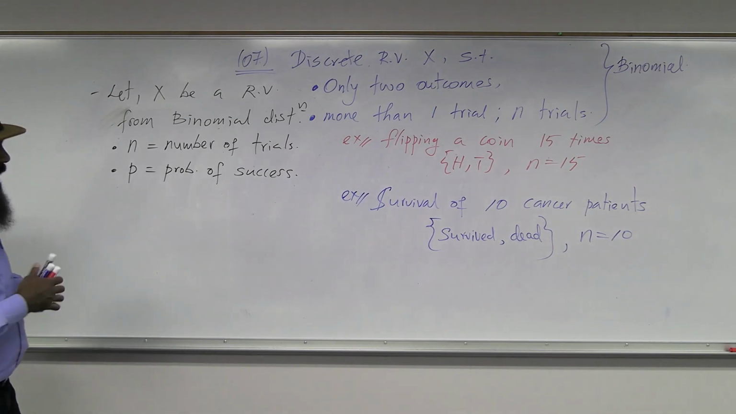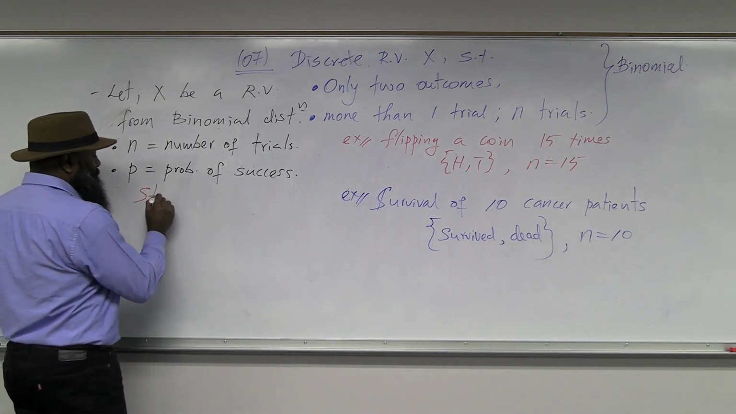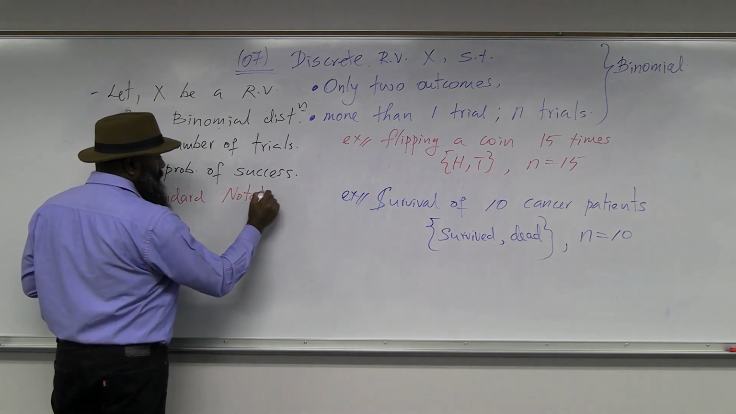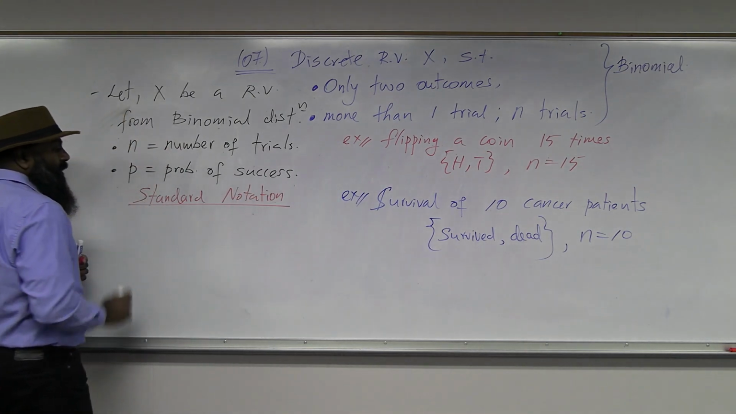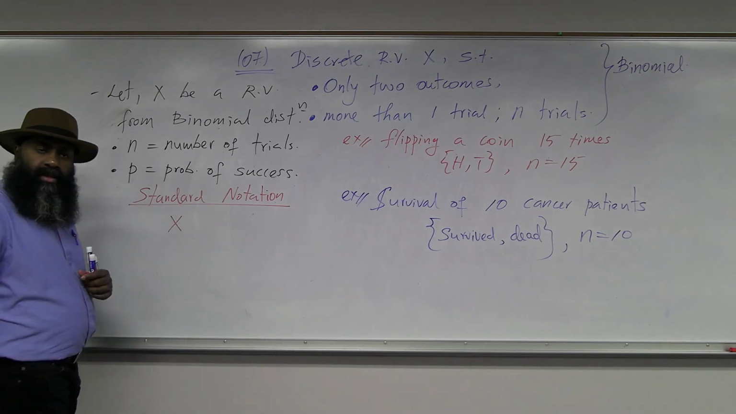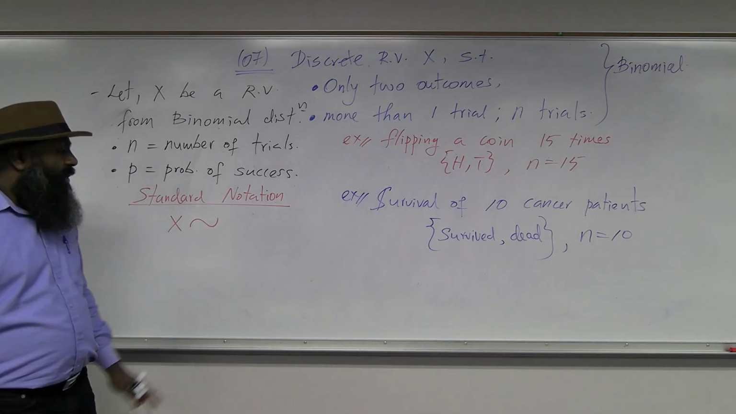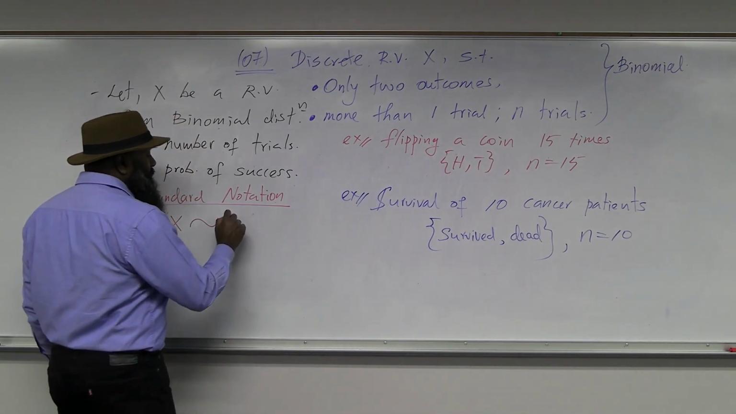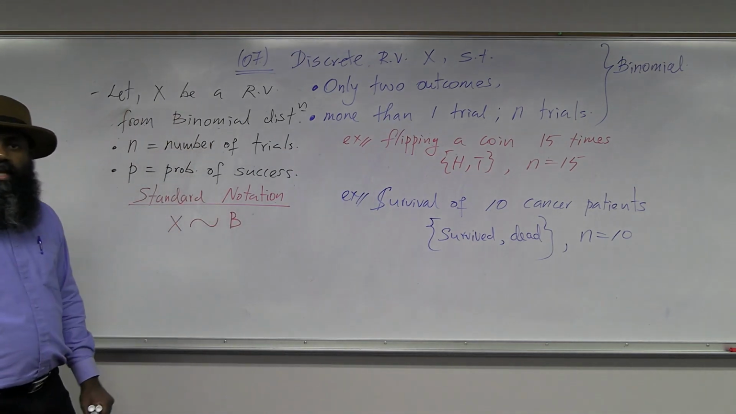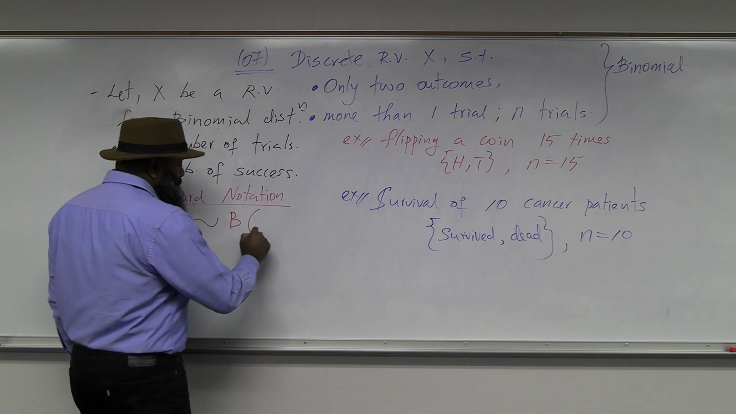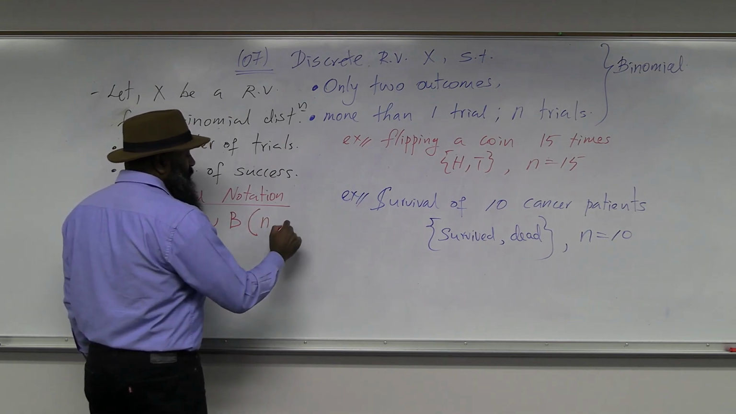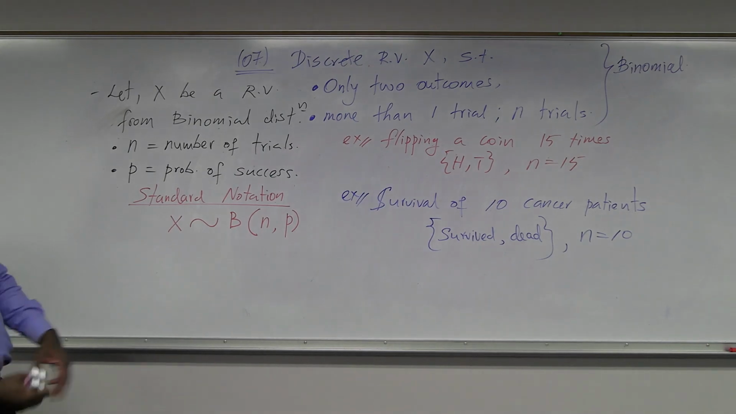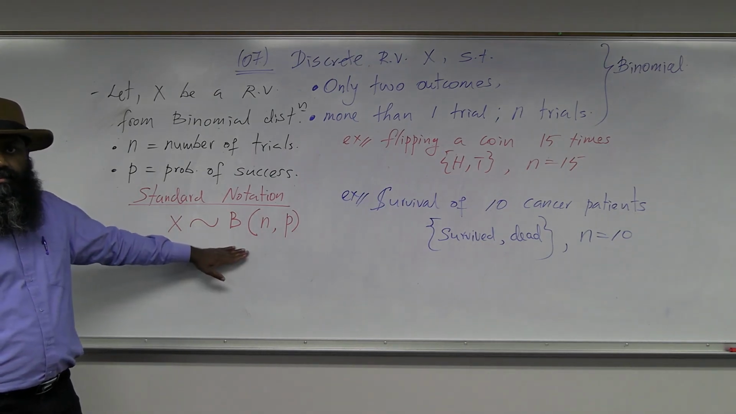The standard notation is this. You write x is distributed. Now this time you don't write everything as binomial, you just write B. B stands for binomial. And then you write n, and then you write p. This is the standard notation for the binomial distribution.